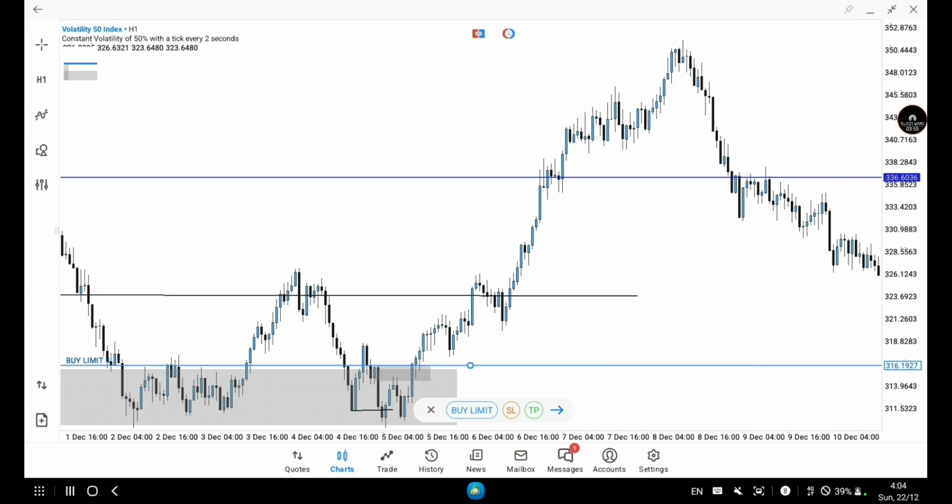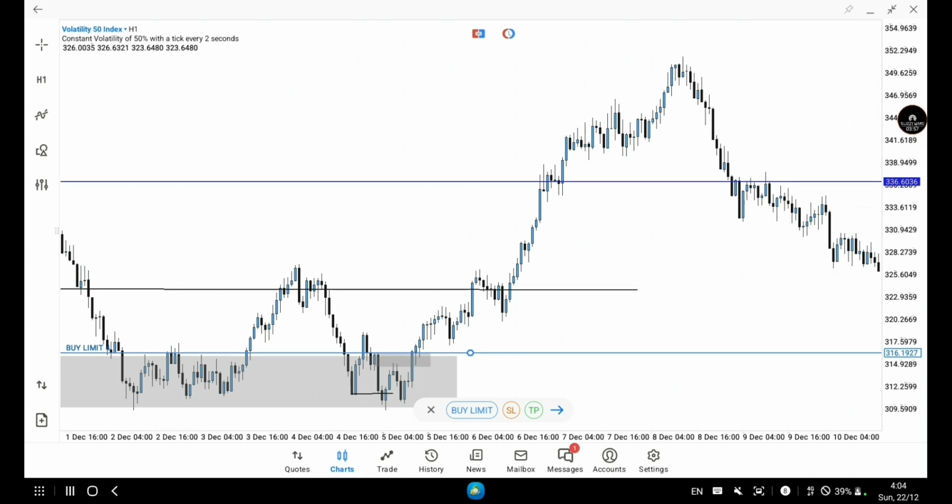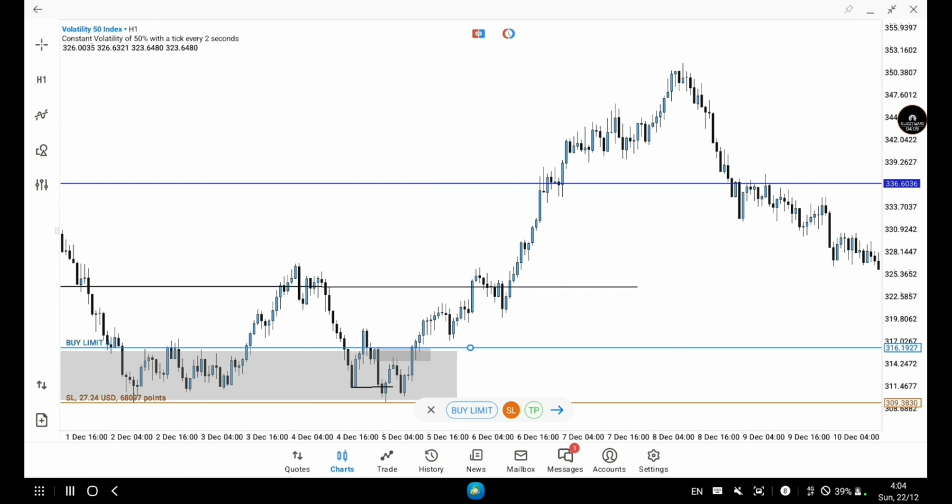So there would be our entry at the top at the week's high, and our stop loss would be the swing low. Our take profit would be a 1 to 2. So in this case, it would be 54, right around there. And our take profit would be hit.